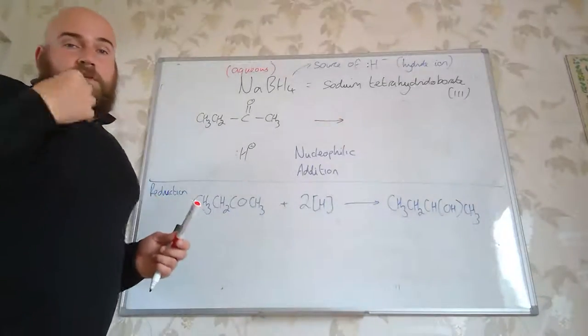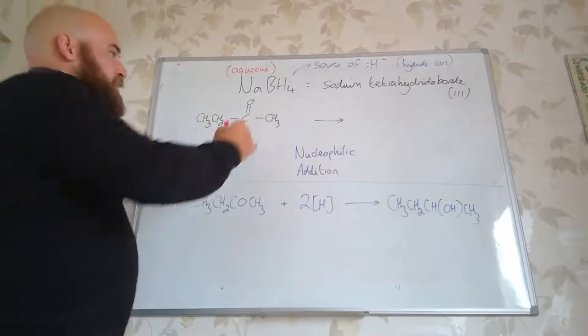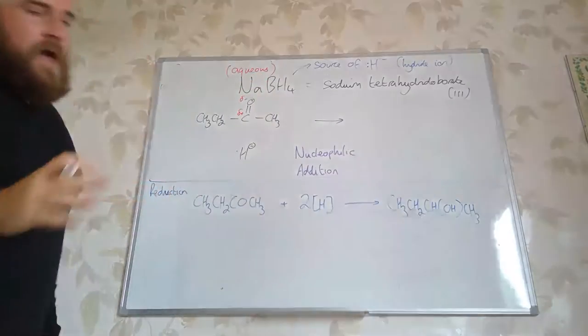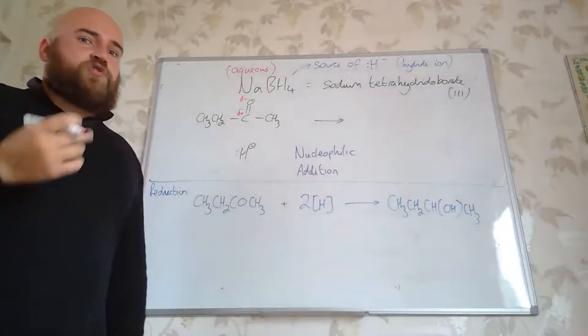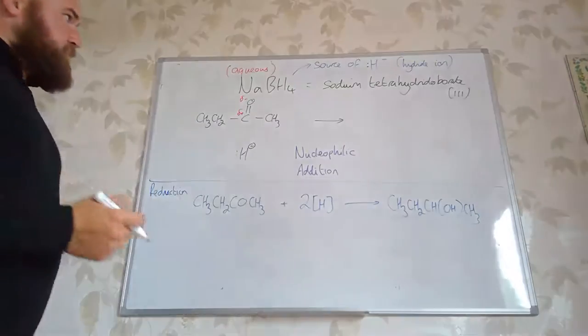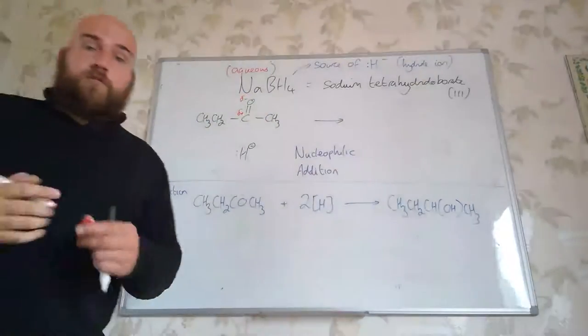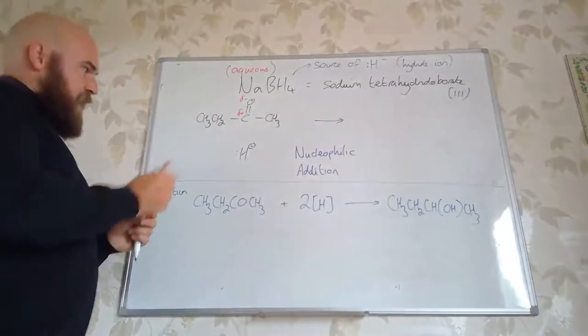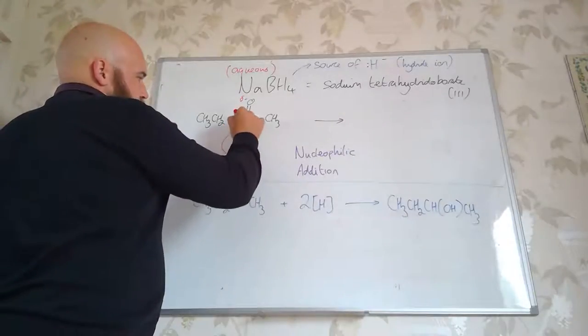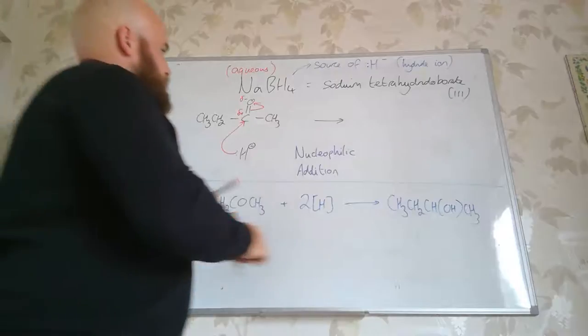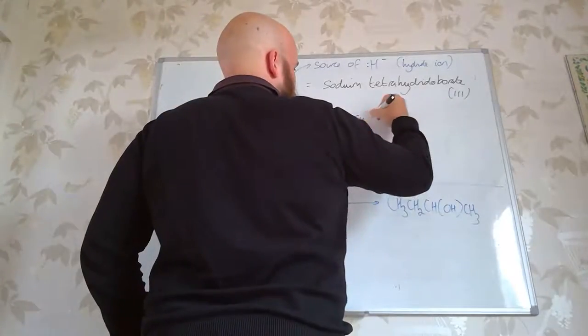Okay, so again, no credit really for putting, well, no credit at all for putting partial charges in. But beware, if you do put partial charges in, make sure you get them the right way around. So if you put that as delta positive and that as delta negative, you will be penalized. If you don't have them at all, you won't get penalized. So just be careful with that. Attack the carbon, the C double bond breaks, and then forms this intermediate.